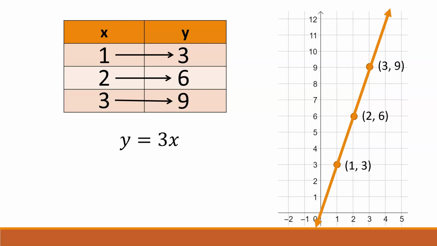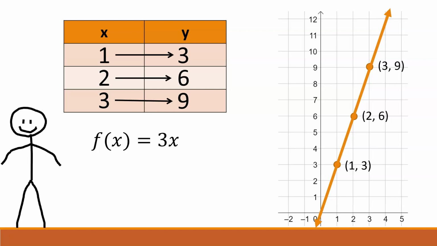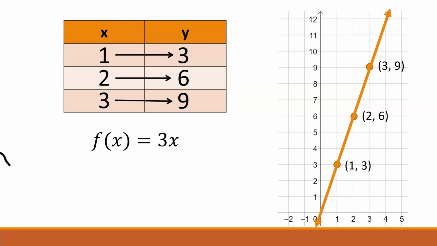Yeah, this time we're tripling all of our inputs. So our equation is y equals 3x. In other words, the output is 3 times the input. And to write that using function notation, we could say f of x equals 3x. Still make sense?